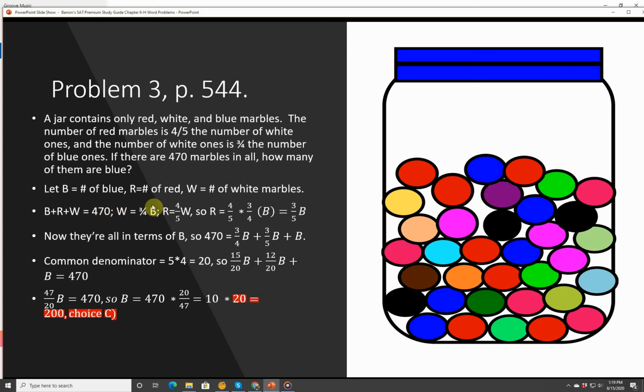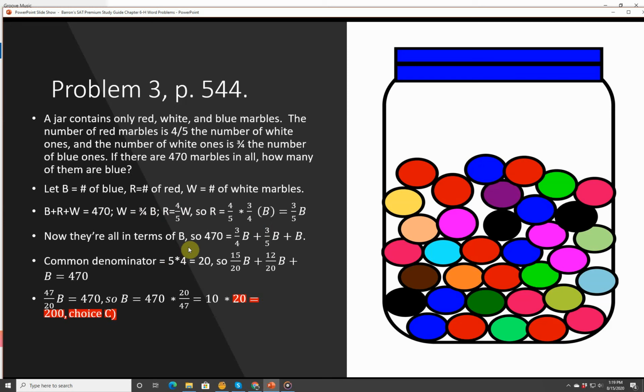We know that W is equal to 3/4 B, so we can just substitute in 3/4 B for W. And R is equal to 4/5 W, so R has to be 4/5 times 3/4 B. Remember, that's W, so it's equal to 3/5 B. So we just substitute in. So R is 3/5 B, W is 3/4 B, and then of course B is just B.